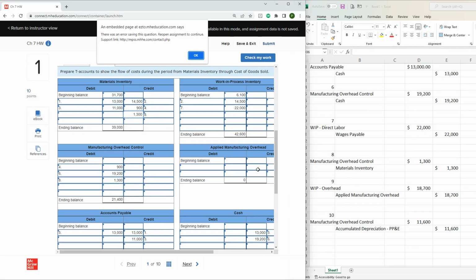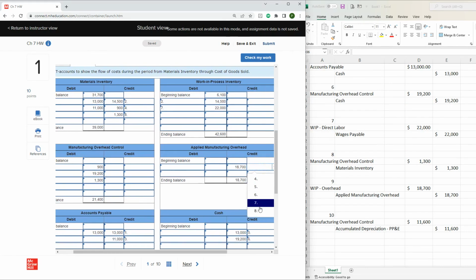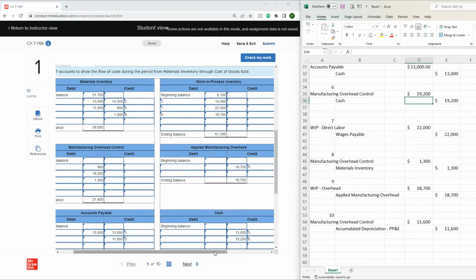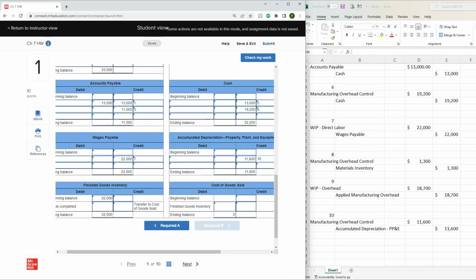Then number 10, we're recording depreciation, and so again, that's not applied overhead based on a predetermined amount. This is actual depreciation that we're recording. So those are our 10 events. We do need to take care of our cost of goods sold. So it says that cost of goods sold is $52,100.